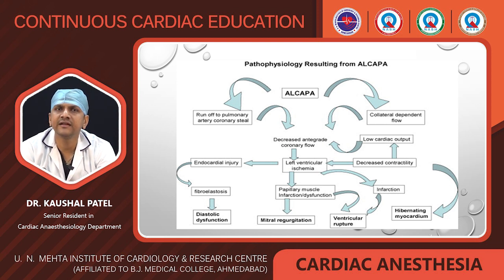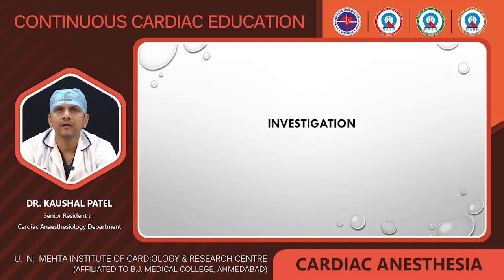Now chronic left ventricular ischemia can cause endocardial injury and fibroelastosis, which can cause diastolic dysfunction. The left ventricular ischemia can also cause papillary muscle infarction and dysfunction, which can give rise to mitral regurgitation. The papillary muscle infarction and dysfunction can cause free wall rupture or ventricular rupture, and the patient may present with decreased contractility and a low cardiac output state.